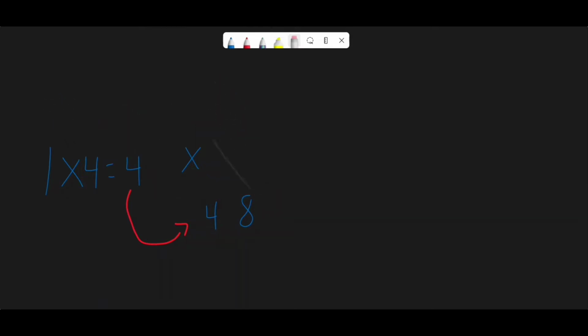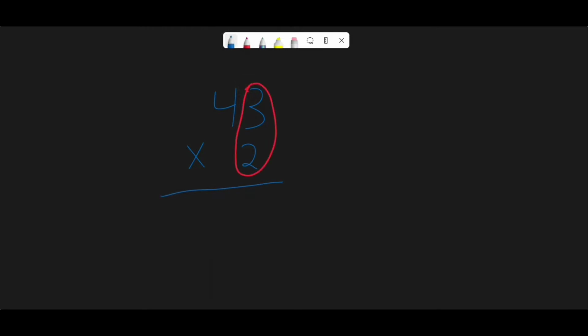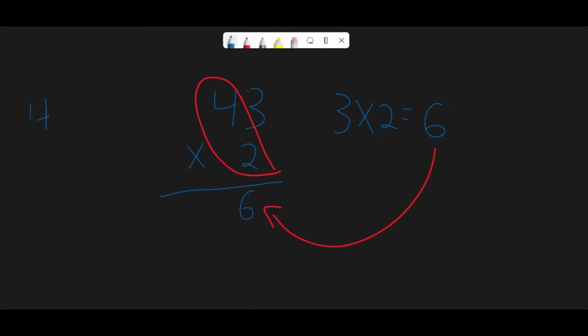Now, we'll run through another problem here, to make sure we know what we're doing. So, let's go with 43 times 2. Again, we're going to start with the first column. We're going to do 3 times 2, which equals 6. I'm going to take the 6, put it right there. Now we're going to move on to the next column. So we're going to do 4 times 2, which equals 8. We're going to take that, put it right there. And we get the final answer of 86.